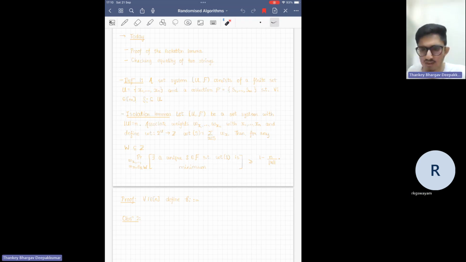Okay. So before we move on to a proof of this, let me give you some intuition about what would happen in the proof. I want to prove that the probability that there exists a unique minimum weight set is large. What I can do is upper bound the probability that there is no unique set with minimum weight. That is, I can upper bound the probability of there being two sets with the same weight and this weight being minimum, right?